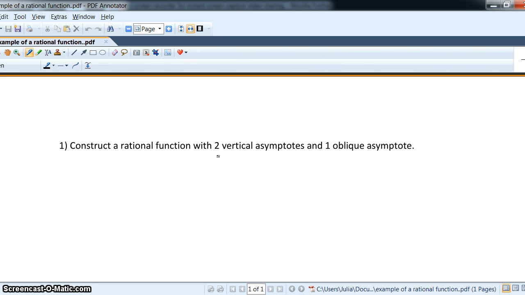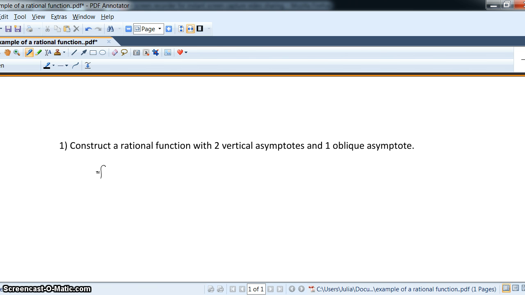Vertical asymptotes arise if we have reduced factors in the denominator. So we have to have at least a quadratic polynomial in the denominator to give us two zeros, which give us 0 in the denominator. And in order to have an oblique asymptote, we need to have a degree one higher in the numerator than in the denominator. So what can we do?